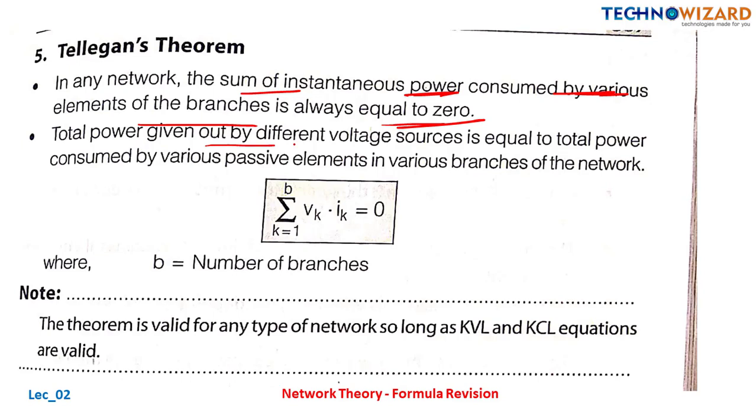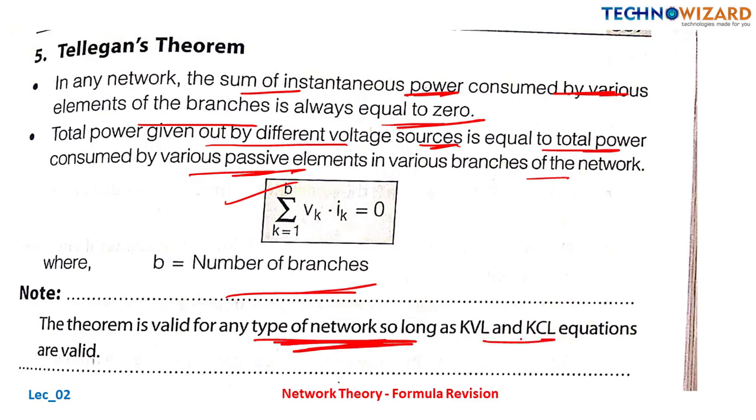The total power given out by different voltage sources is equal to the total power consumed by various passive elements in various branches, where b is equal to the number of branches. The theorem is valid for any type of network. Remember, so long as KVL and KCL are valid, if and only if KVL and KCL equations are valid.